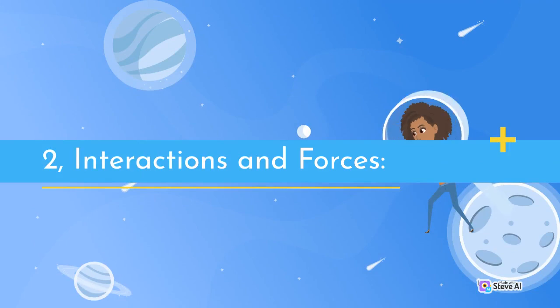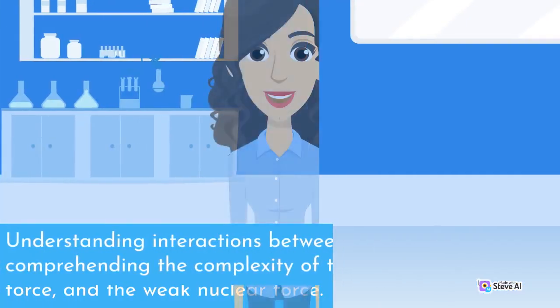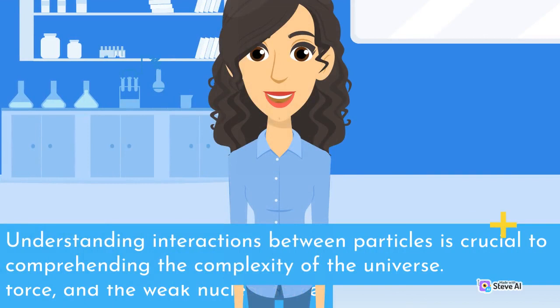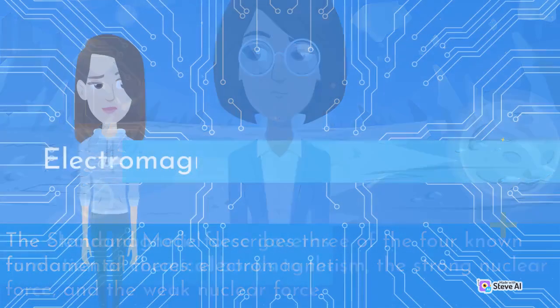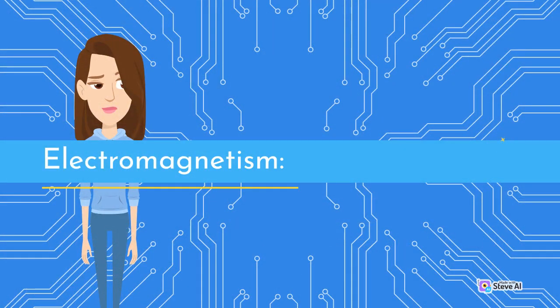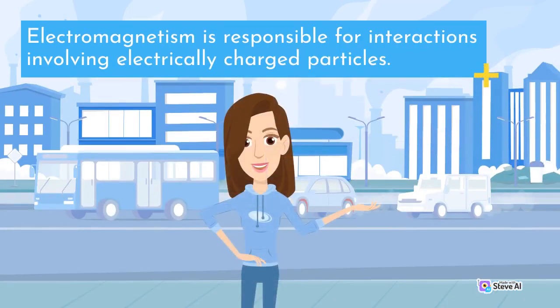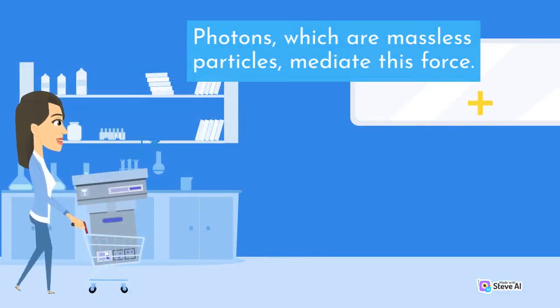2. Interactions and forces. Understanding interactions between particles is crucial to comprehending the complexity of the universe. The Standard Model describes 3 of the 4 known fundamental forces: electromagnetism, the strong nuclear force, and the weak nuclear force. Electromagnetism. Electromagnetism is responsible for interactions involving electrically charged particles. Photons, which are massless particles, mediate this force.